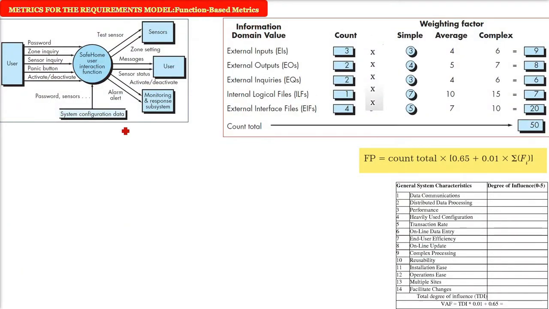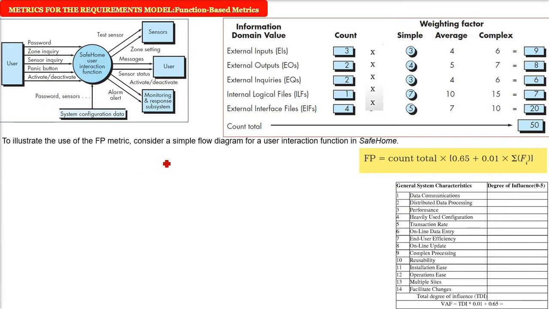In the function-based metrics, this is an example. We want to use the function point metric, and this is a simple flow diagram for a user interaction function in, say, a safe home security system. So there is hardware where you are going to key in, and there will be software inside it. So the function manages user interaction.